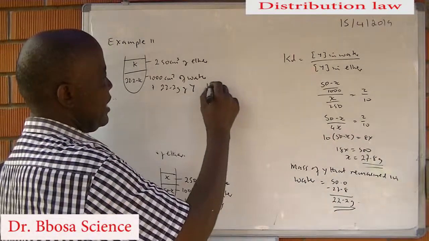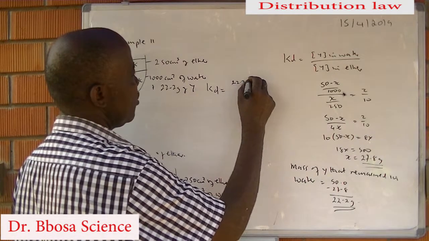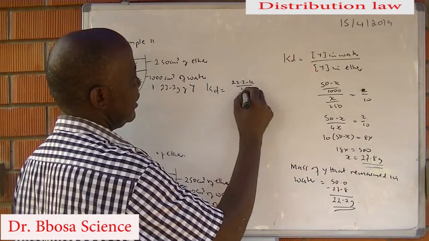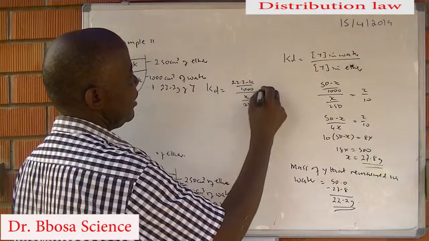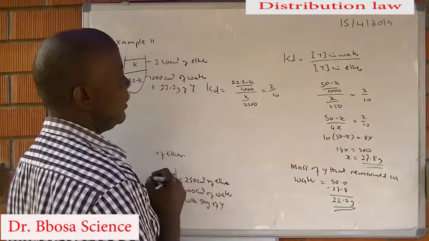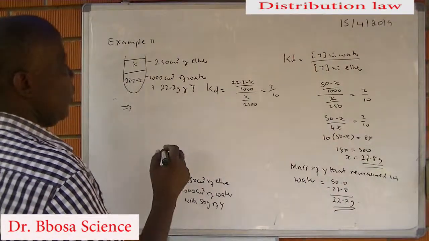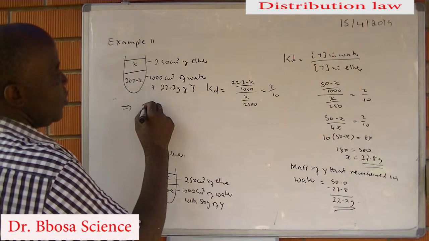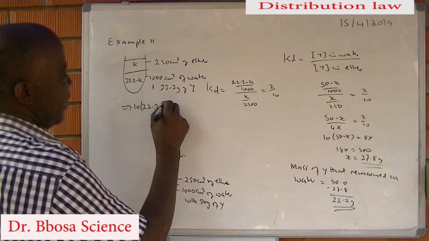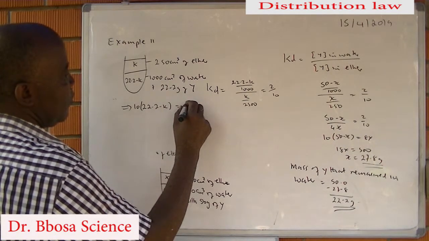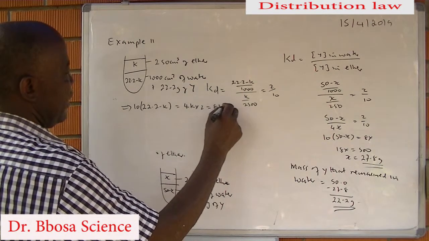Again, from our KD, it will be equal to (22.2 minus K over 1000) over (K over 250), which will be equal to 2 over 10. It implies that 10 into (22.2 minus K) is equal to 4K times 2, which is equal to 8K.